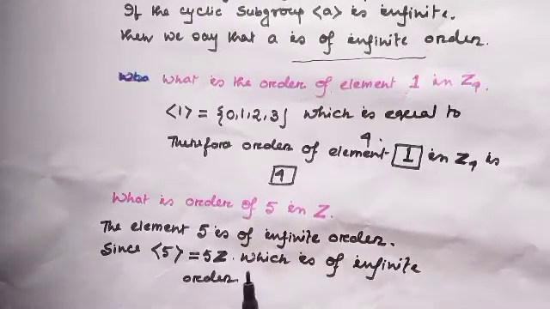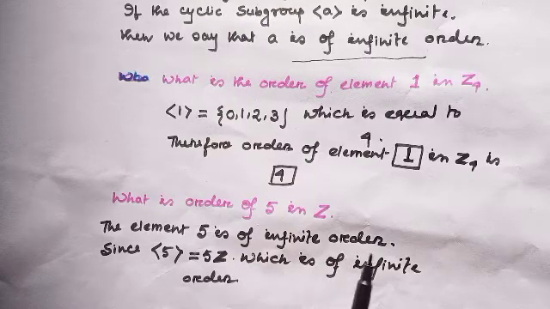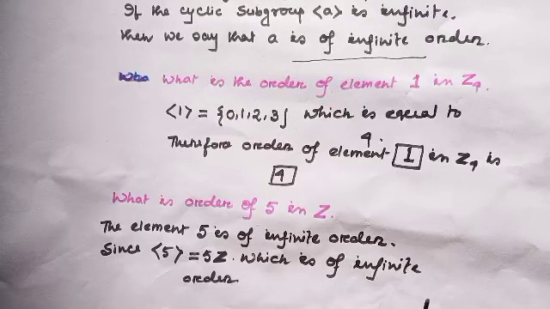Now my question: what is the order of 5 in Z? The element 5 is of infinite order, since the cyclic subgroup generated by 5 is 5Z, which is infinite, that means it contains an infinite number of elements. So the order of 5 in Z is infinite. Are you getting my point?